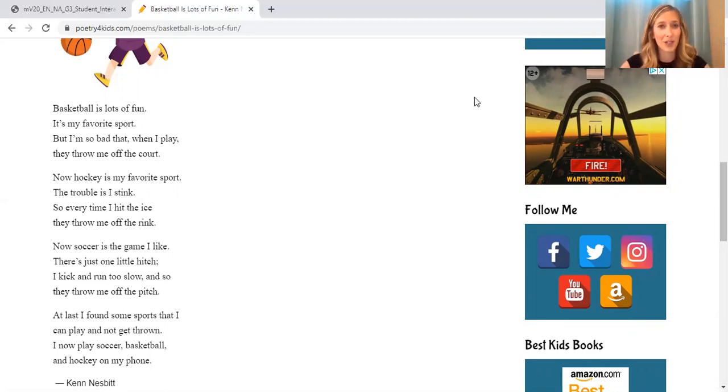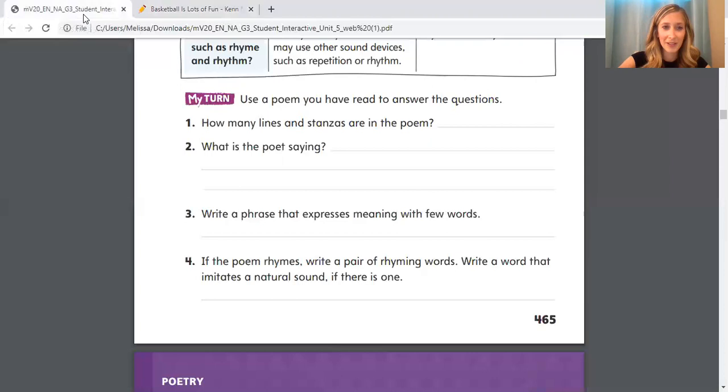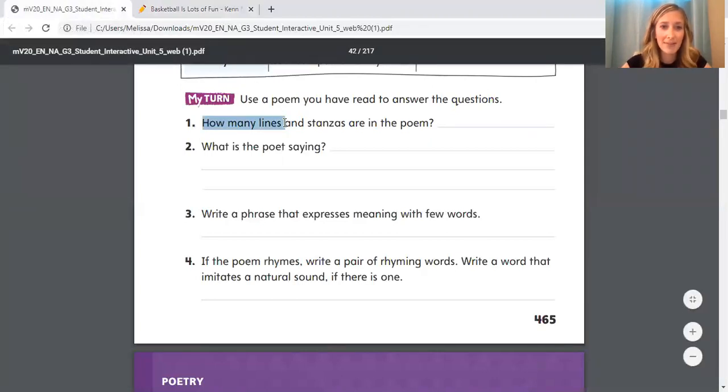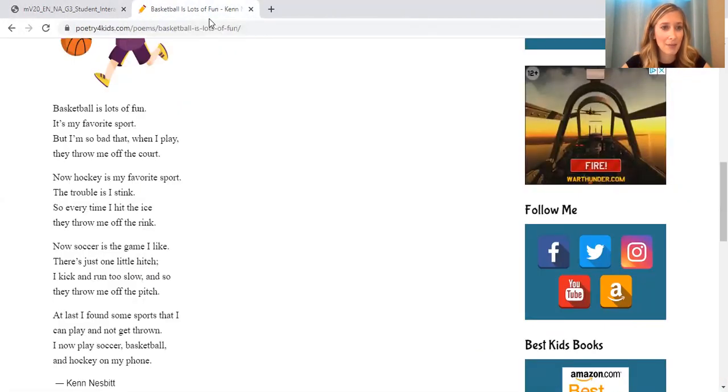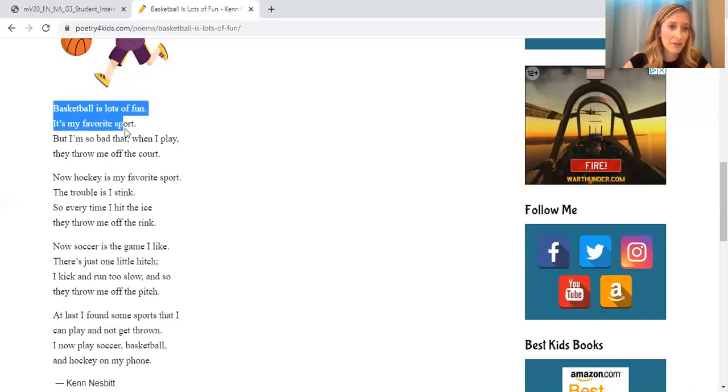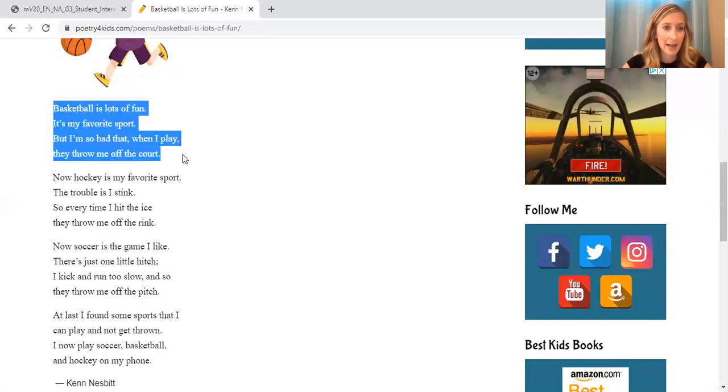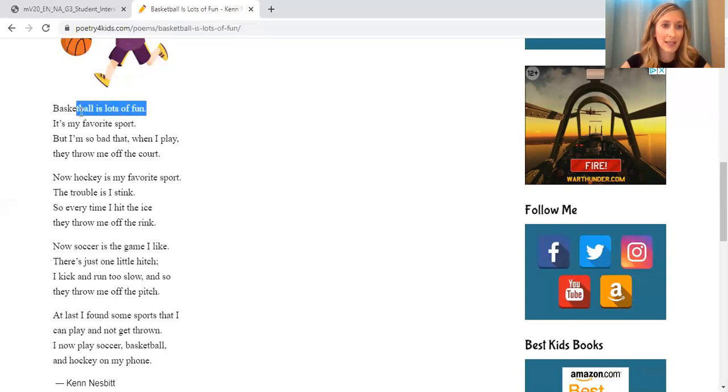Okay, now that we've read the poem, we're going to go back to our student interactive and answer these questions. How many lines and stanzas are in the poem? I'm not going to answer it for you, but I'm going to show you how to find the answer. If I go back to the poem, this group of lines is considered a stanza. So I see there's 1, 2, 3, 4 stanzas. I know I said I wouldn't answer it for you, but I did. Now, in each of these stanzas, I see 4 lines. 1, 2, 3, 4. So I know you guys can do this third grade math.